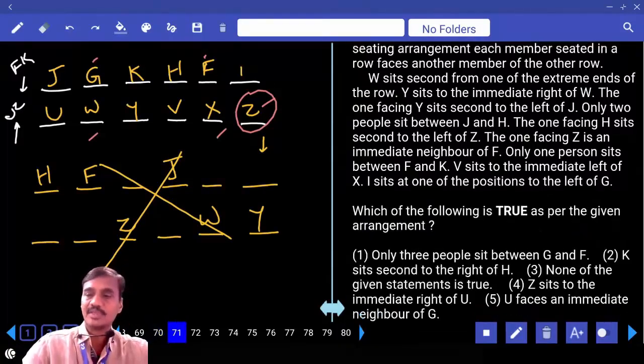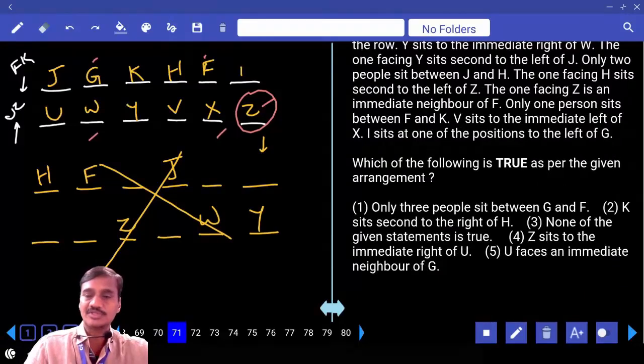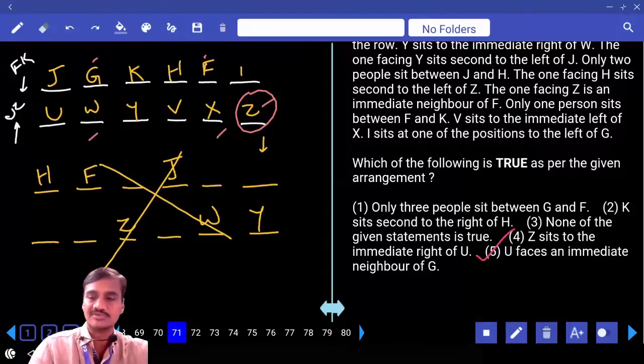And 71, which of the following is true? Only 3 people in between G and F, that is false. K sits second to the right of it, that is again false. Z sits to the immediate right of U, that is again false. U faces as an immediate neighbor of G. Yes, that is definitely true. Choice 5, question number 71.